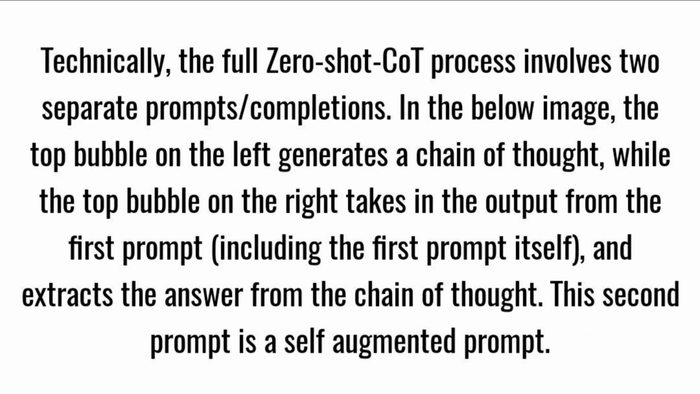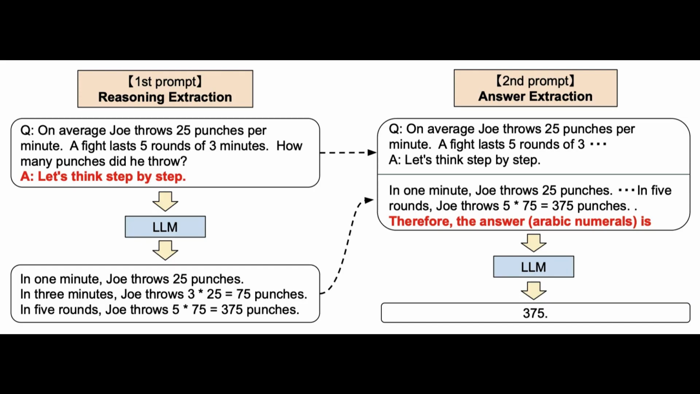Technically, the full zero-shot COT process involves two separate prompts/completions. In the below image, the top bubble on the left generates a chain of thought, while the top bubble on the right takes in the output from the first prompt, including the first prompt itself, and extracts the answer from the chain of thought. This second prompt is a self-augmented prompt.